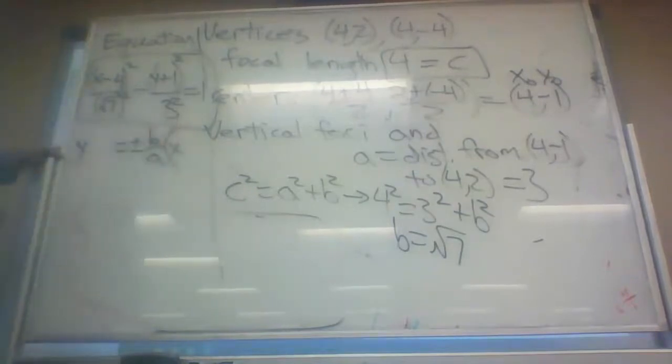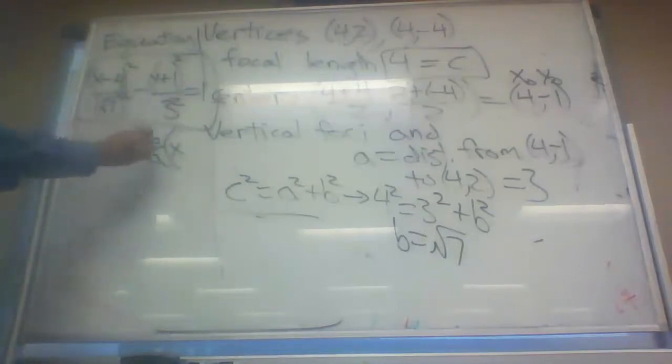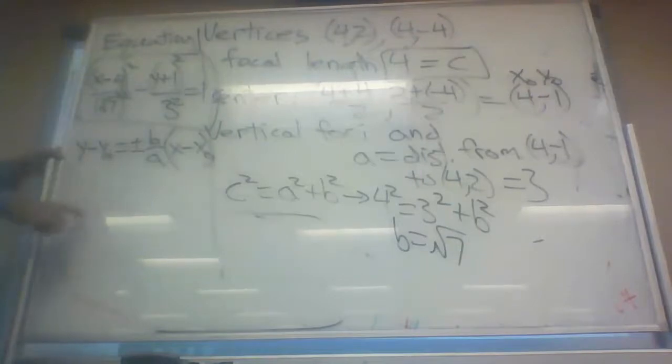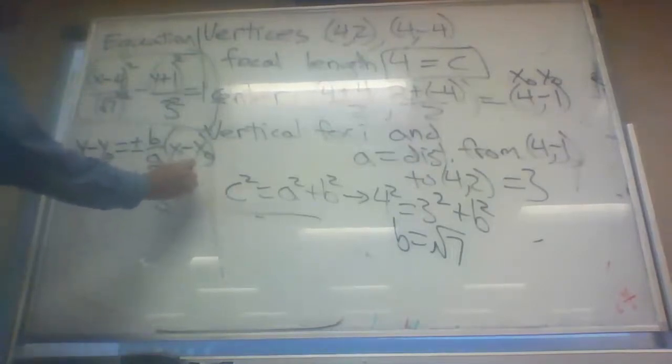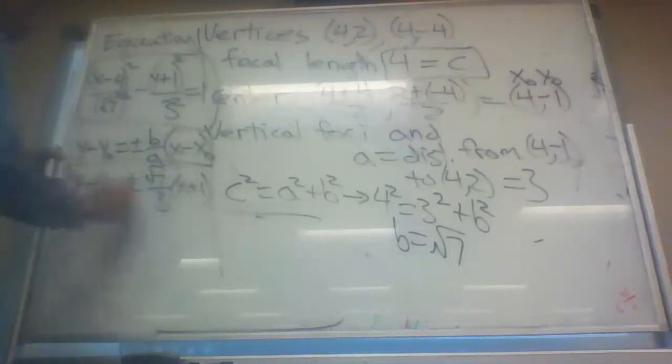All right, those are the two hard ones. And I get the asymptotes. What are the asymptotes? I'm supposed to put y equals plus or minus b over a x, right? But it's no longer centered at 0, right? So I have to translate the axes too. It's y minus y0 equals plus or minus b over a times x minus x0. That's the equation for the asymptotes.